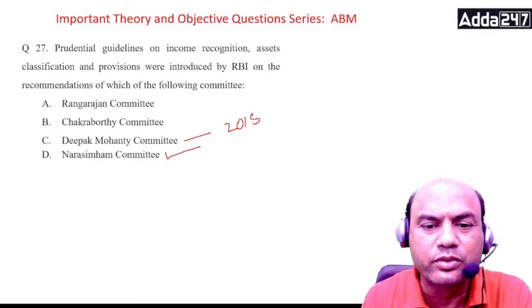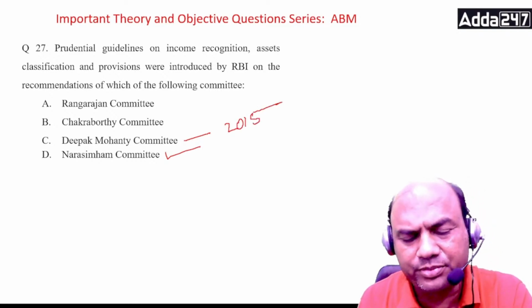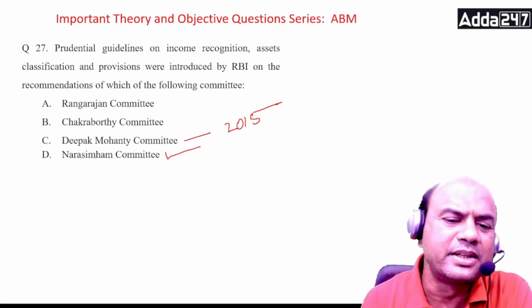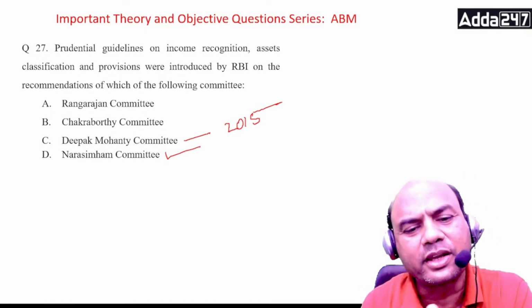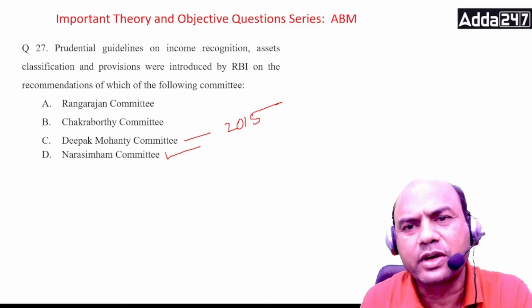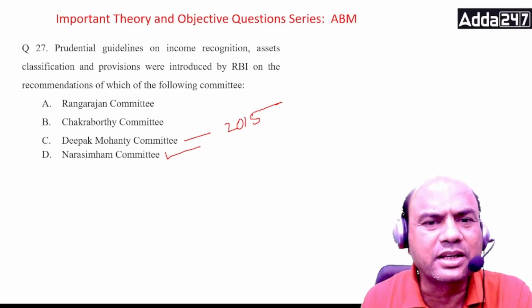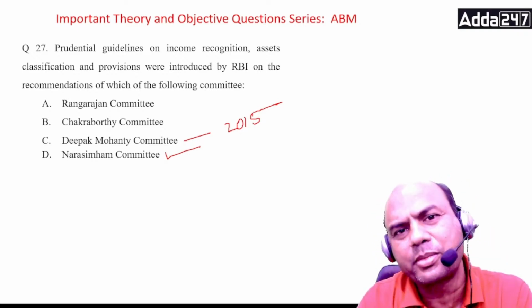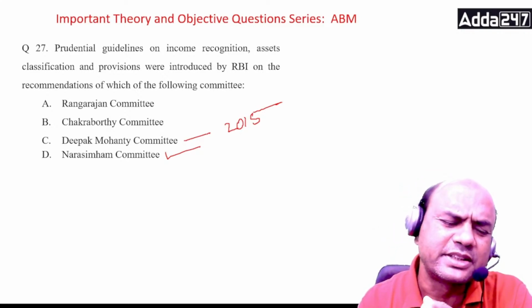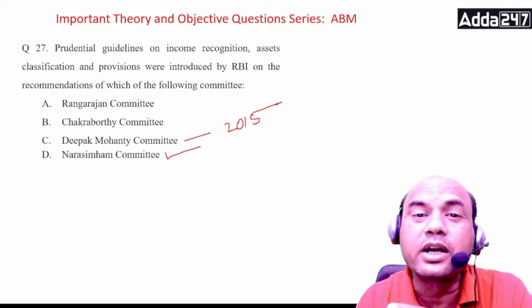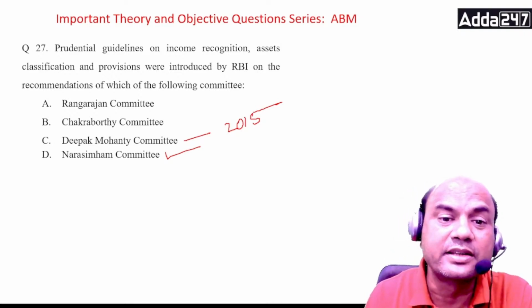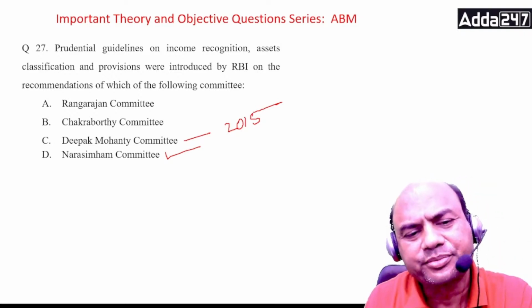This has nothing to do with all these prudential norms. This committee came just now, in 2015. It was basically for creating those 5-year plans. Deepak Mohanty was executive director of RBI at that time. Then what was the Chakraborty committee about? The Chakraborty committee had come long back in 1982. It was about the functioning of the Indian monetary system, how it worked, and what the recommendations were. And the Rangarajan committee was basically for poverty.